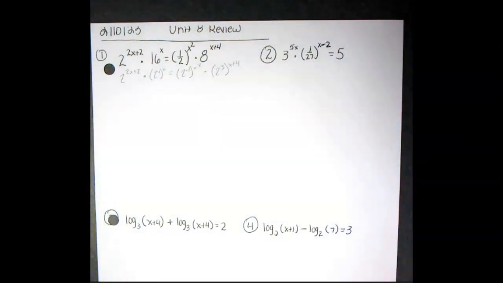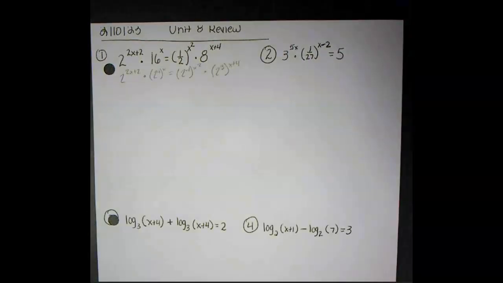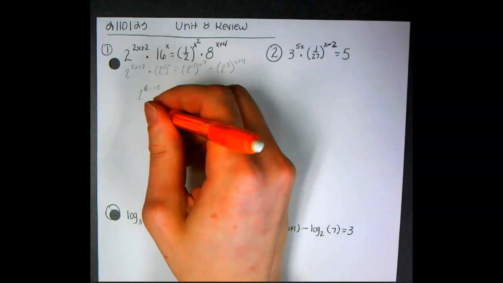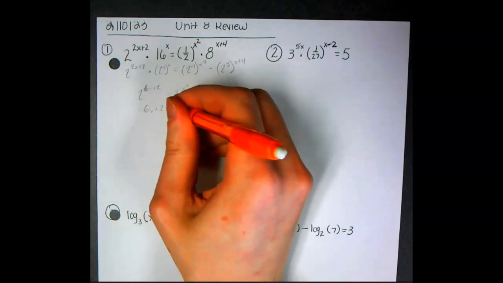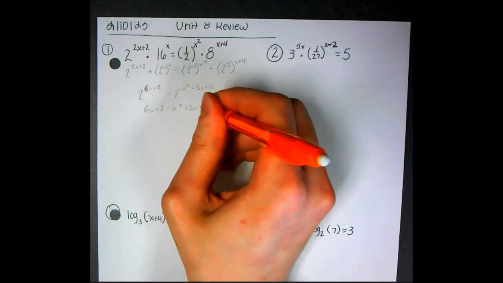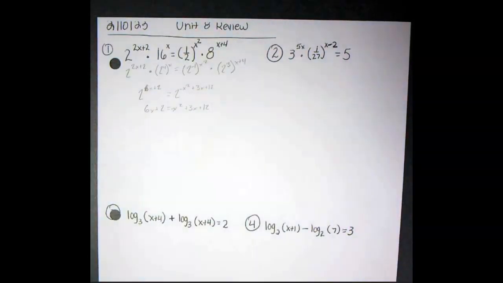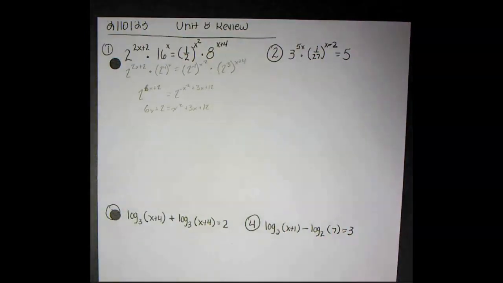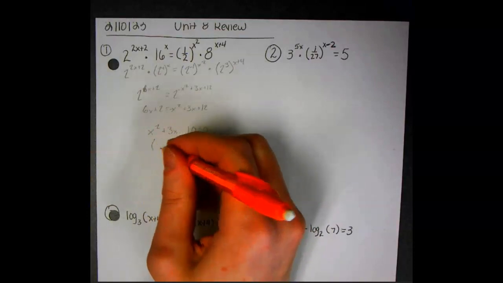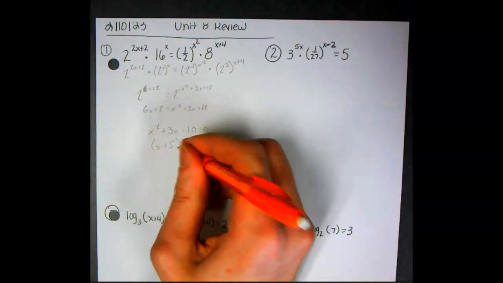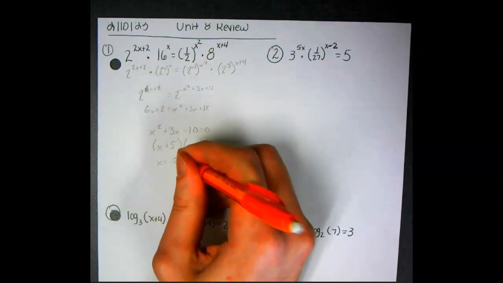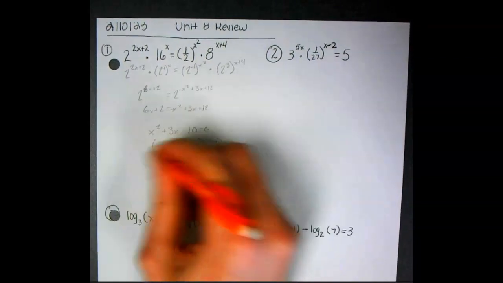Now you're going to combine those. So once you simplify this, you will just set your exponents equal to each other. Then you're going to set this equal to 0. After setting it equal to 0, you're going to factor this: (x + 5)(x - 2). So x is going to equal negative 5 or positive 2.